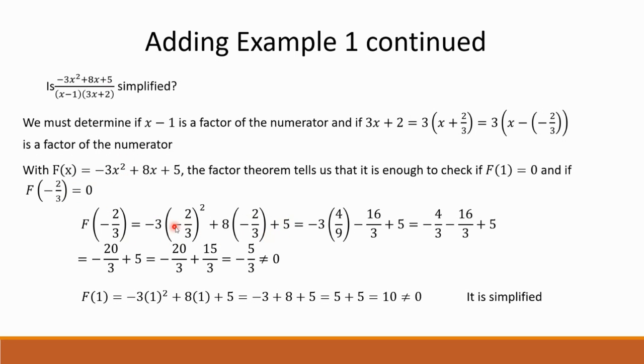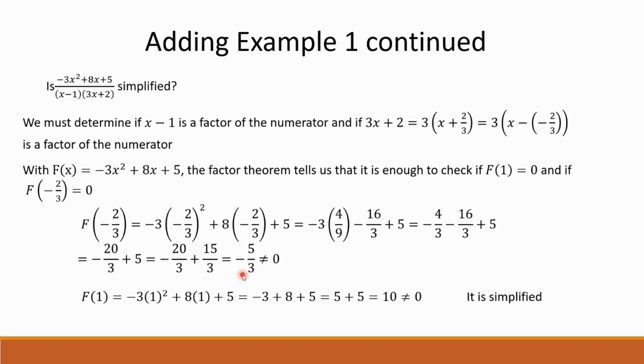And what do we get? We get negative 3 times negative 2/3 squared. That's negative 3 times 4/9, plus 8 times negative 2/3, which is this. Minus 16/3 plus 5. Now, really, you could stop here and use your calculator. I went an extra step to get a common denominator. The main point is we want to know, is all this equal to 0 or not? And it turns out it isn't, as you can see.